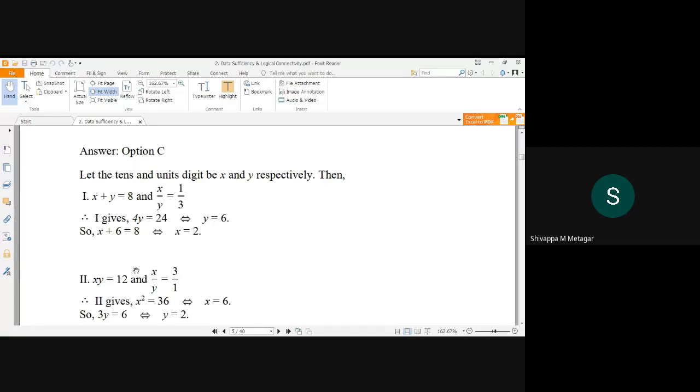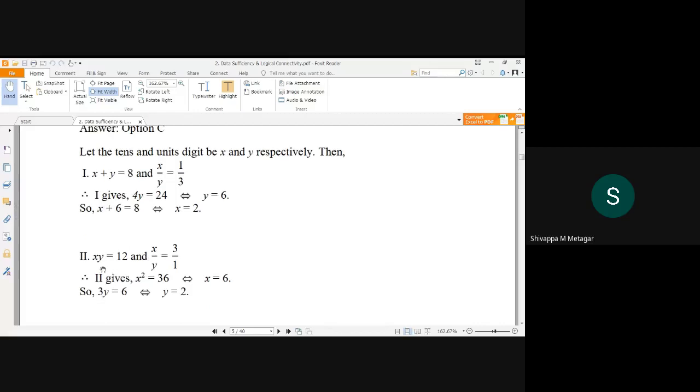The same for statement number 2 also. What is the second statement? The product of the 2 digits is 12. Therefore x into y is equal to 12, and the ratio of the 2 digits is 3, they have given. Therefore x by y is equal to 3, that is 3/1. Here also just cross multiply and you will get the value of x. This value we have to put here. x into y is equal to 12, they have given. 6y is equal to 12. Therefore y is equal to 12/6. So y is equal to 2.